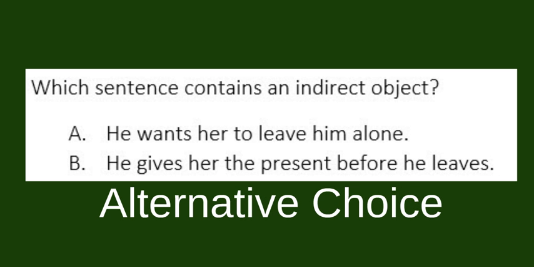This is just a two-option thing here. Which sentence contains an indirect object? You could add a third option or even a fourth option. He wants her to leave him alone. He gives her the presents before he leaves. So the student has to know what an indirect object is, and look to see which sentence actually gives it to someone. And hopefully they've said the answer is B, her, in option B.